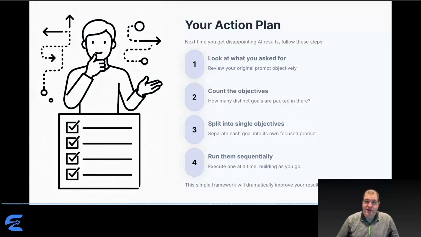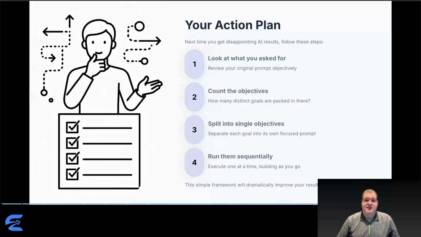All right, so here's your action plan. Next time you get disappointing results from AI, follow these 4 steps. First, look at what you asked for. Pull up your original prompt and review it objectively. Pretend you're seeing it for the first time. Second, count the objectives. How many distinct goals are packed in there? Be honest, every "and" is suspicious.